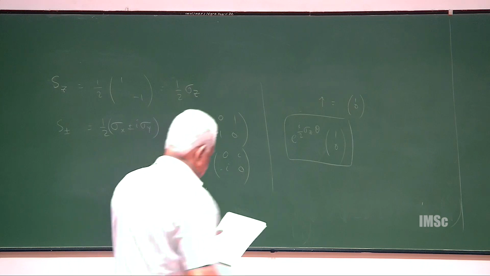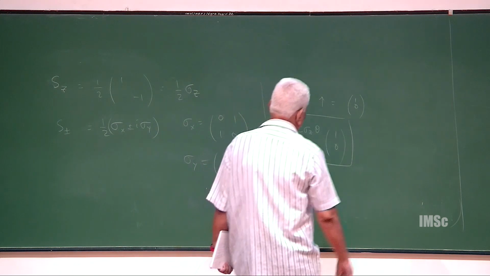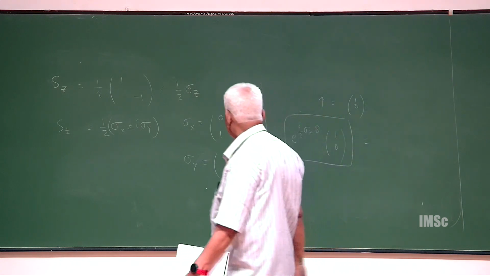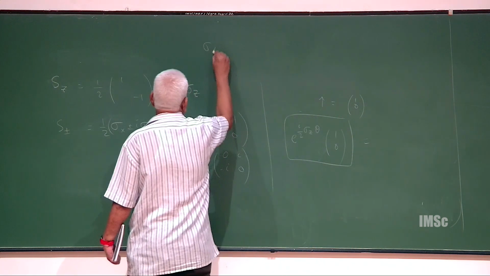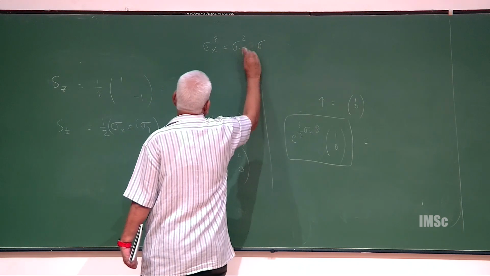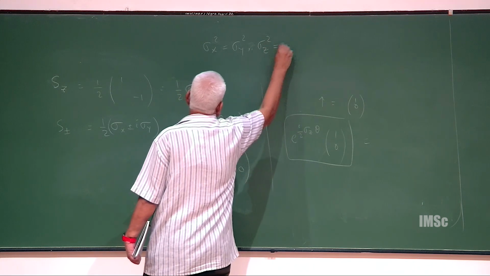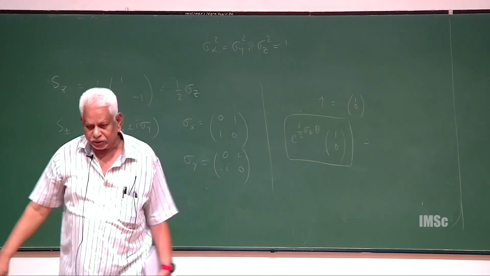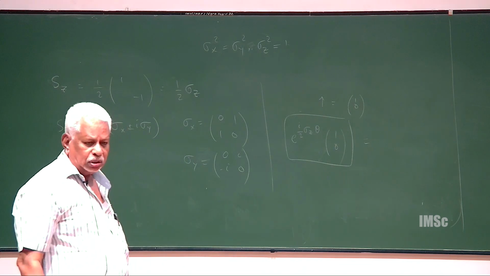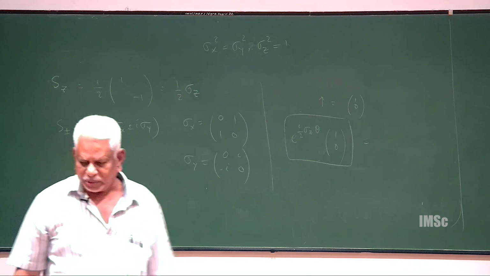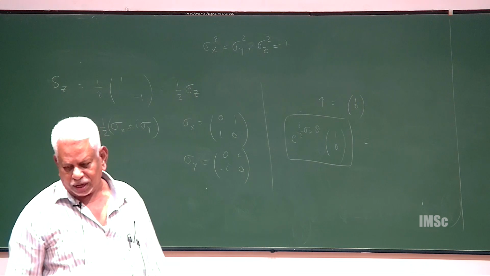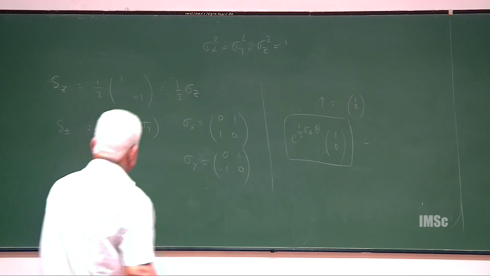If you do that, it will turn out to be, take it as an exercise, expand it, and the interesting thing is sigma x squared is equal to sigma y squared is equal to sigma z squared is equal to the identity matrix. You can easily work it out. You can even find out the algebra of sigma matrices, which is using the factor of half. Remember half.